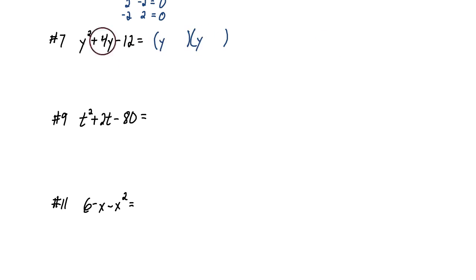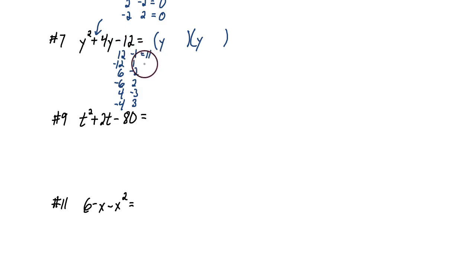Y times y makes y squared. Now, what times what makes negative 12? There are possibilities. 12 times negative 1, negative 12 times positive 1, 6 times negative 2, negative 6 times positive 2, 4 times negative 3, and negative 4 times positive 3. Multiplying all these pairs together make negative 12. Now let's combine them and see which numbers make the plus 4.